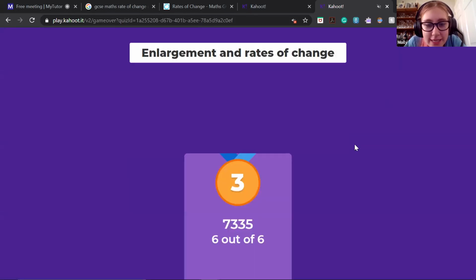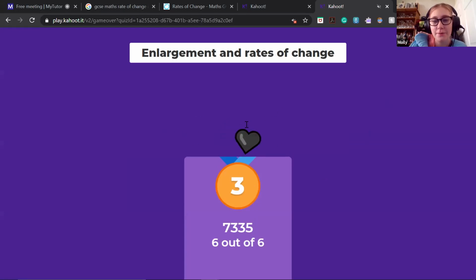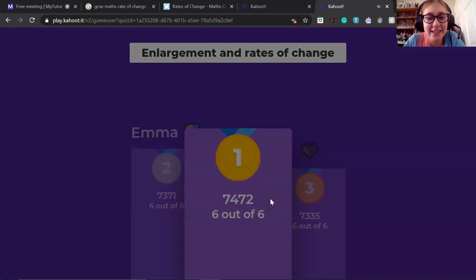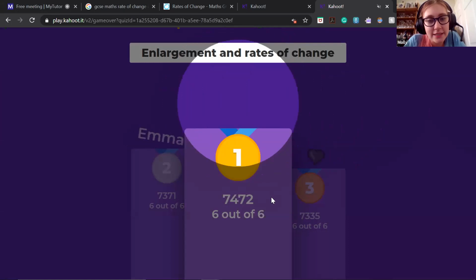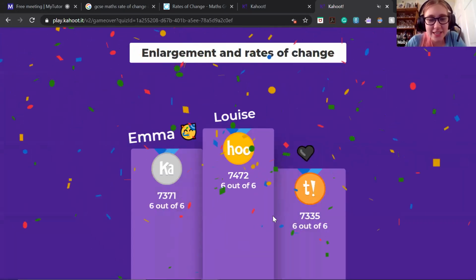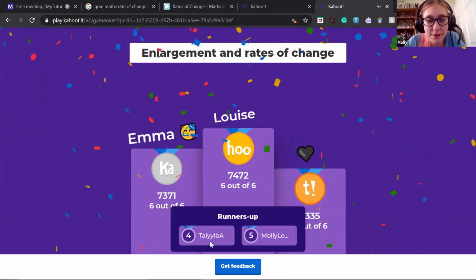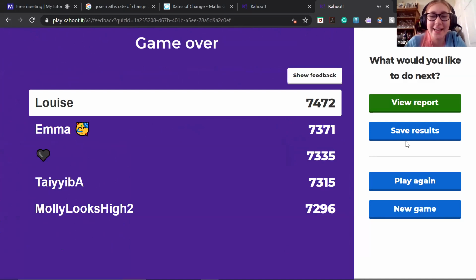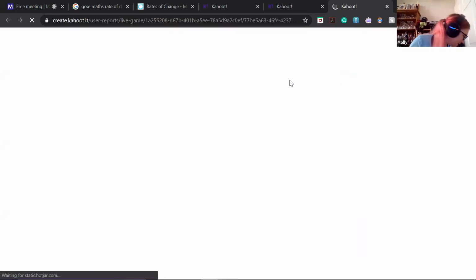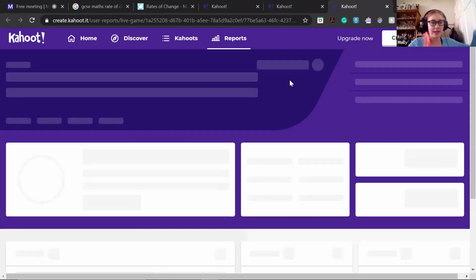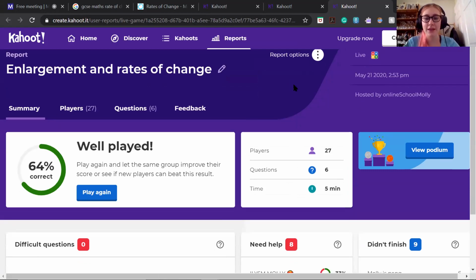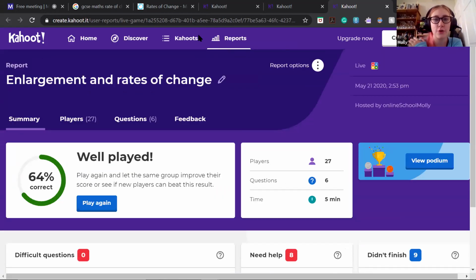I think that's definitely a higher percentage. The top 3 have got 6 out of 6. Whoever the black heart is came 3rd. Well done. Emma came 2nd, and in 1st place, it's Louise. Well done, smashed it. All 3 of you got 6 out of 6, and there were probably more as well. Taiba came 4th, and Molly looks high too. Let's have a look at the report and see what the percentage was. Earlier it was 53 and now it's 64. Fantastic. Some people probably didn't answer some questions and dropped out near the end, so it's actually higher than that as well.